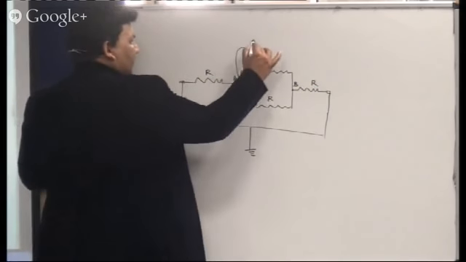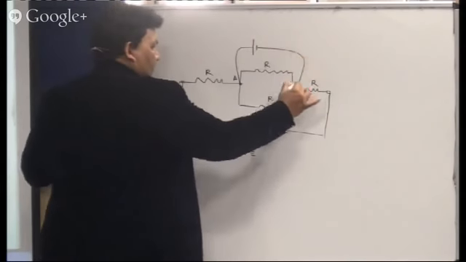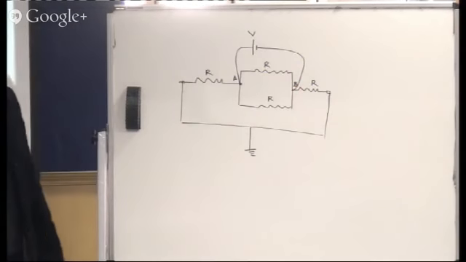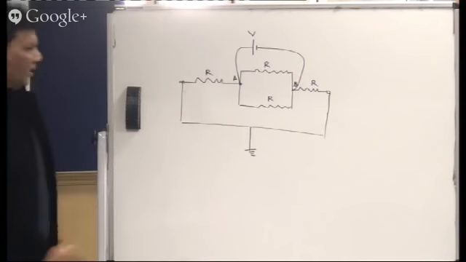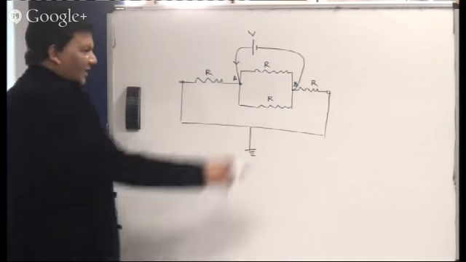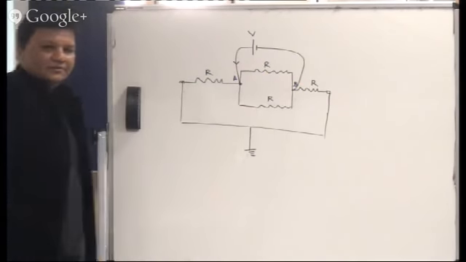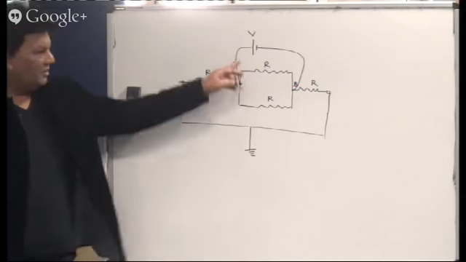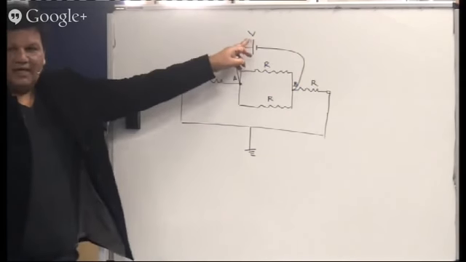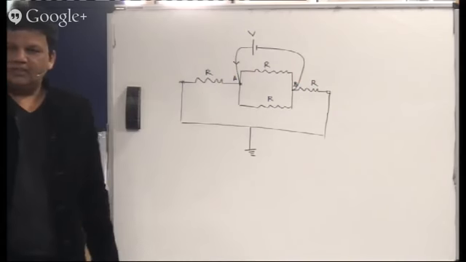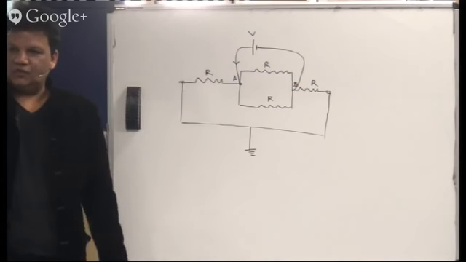place a battery, say of potential difference V, the amount of current drawn from this battery, V divided by this current, should give me the equivalent resistance between these two terminals. Do you agree? Now, can you tell me what current it is drawing?